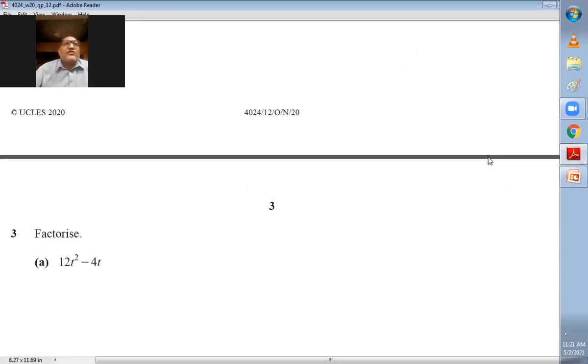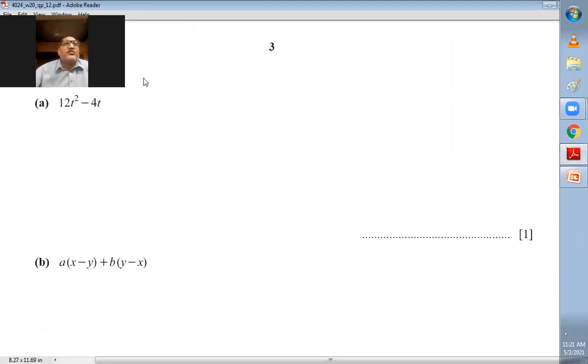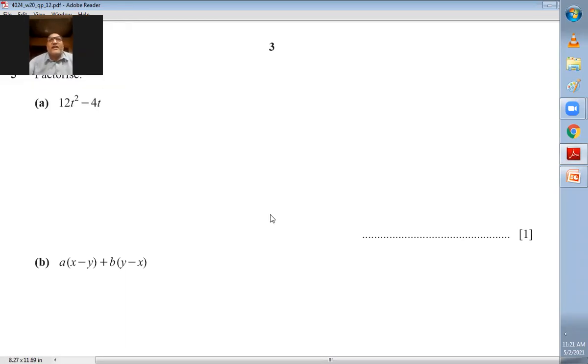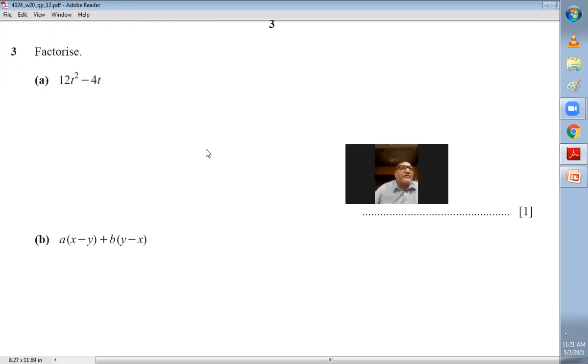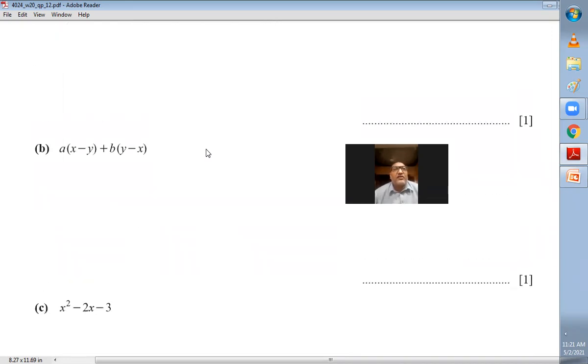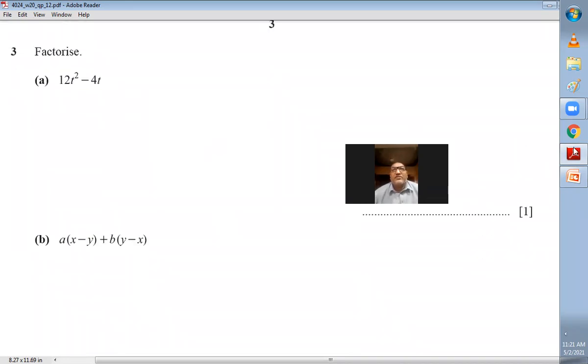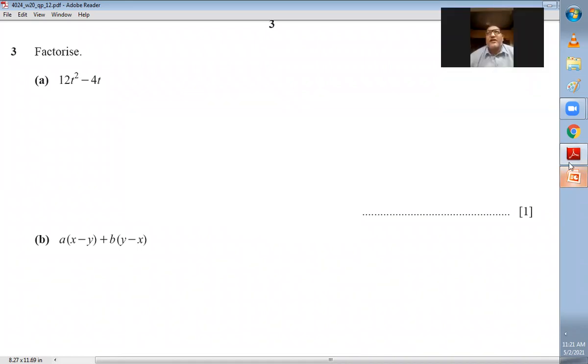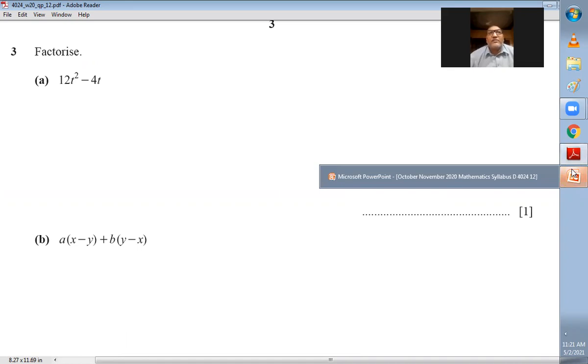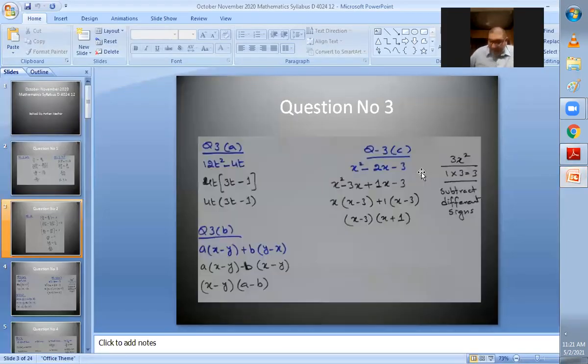Let's move to the next question. The next question coming up on your screen is question number 3. Here we have question number 3, first part. You have to factorize 12t squared minus 4t. This is the A part, and the B part is also given. Okay, let's do them step by step. So 12t squared minus 4t. Let me show you how I have done this.